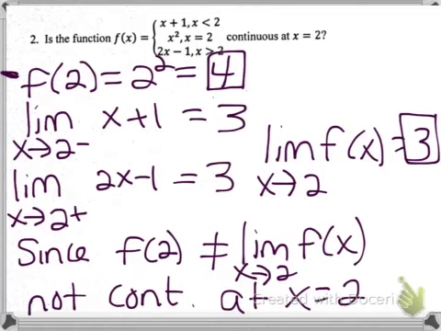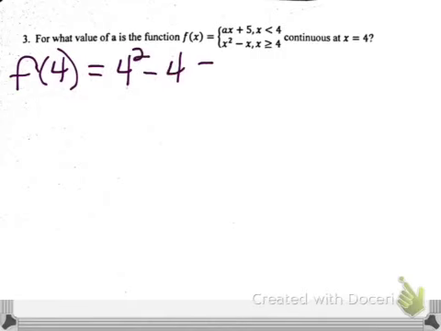Okay. Third one. A little different. For what value of a, now you're trying to find the a value that would make this function continuous. So I still am going to do the same thing. Find f of 4. So what's f of 4? I'd plug it into the bottom one. 4 squared minus 4. 16 minus 4 is 12. Then I would do my limits.